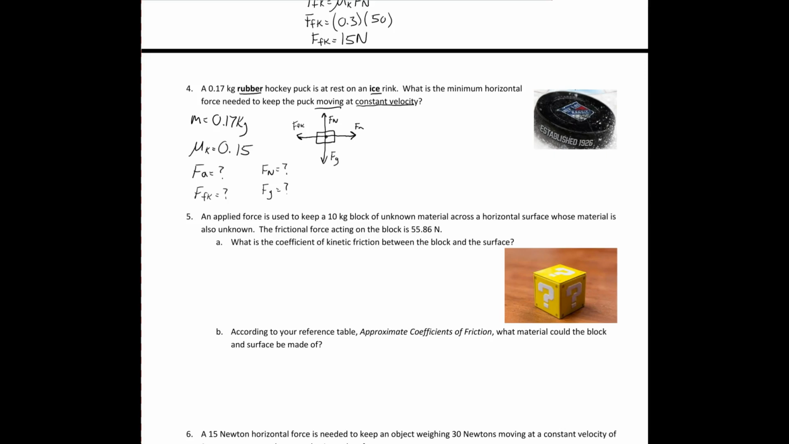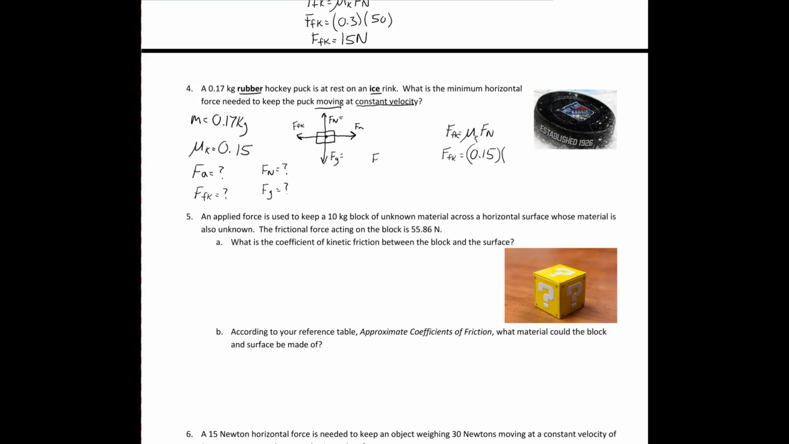But before we could do that, because we want to do FF equals mu Fn, we're going to run into a roadblock. Because even though we know what the kinetic coefficient of friction is, 0.15, we don't know what the normal force is. So let's figure out the normal force first. Again, the normal force is equal to the weight.